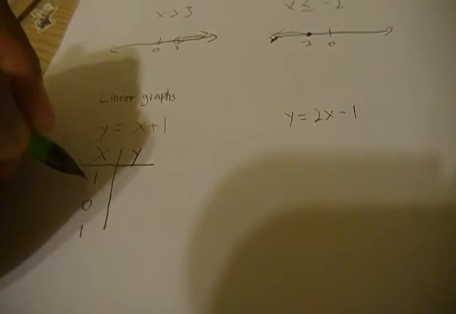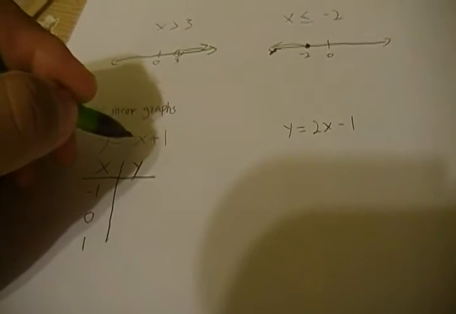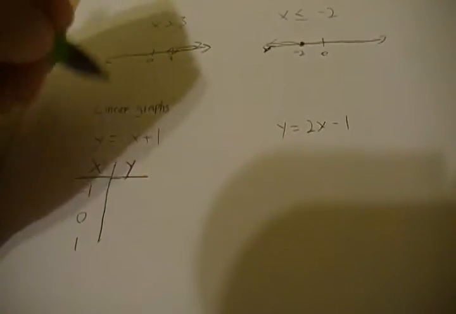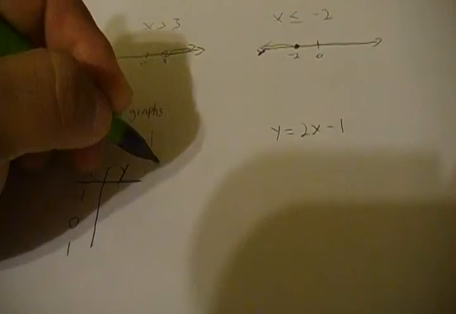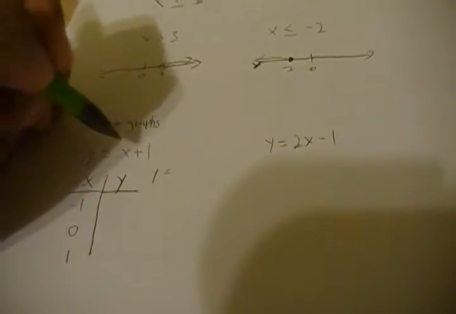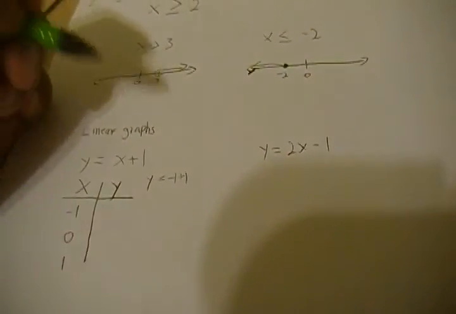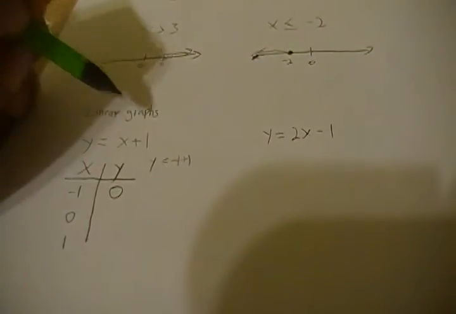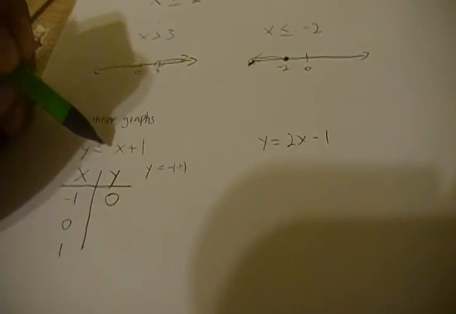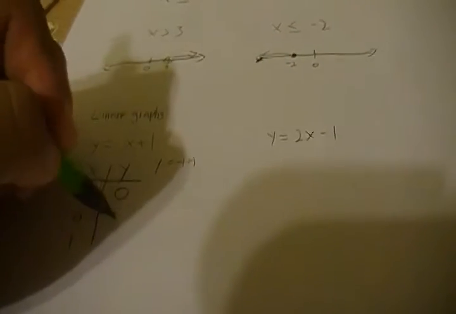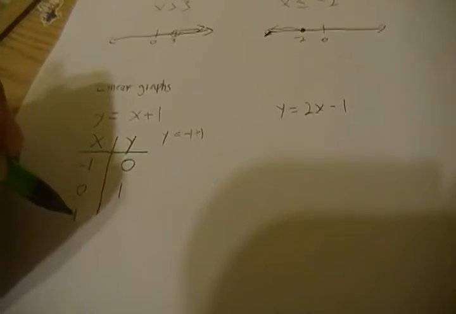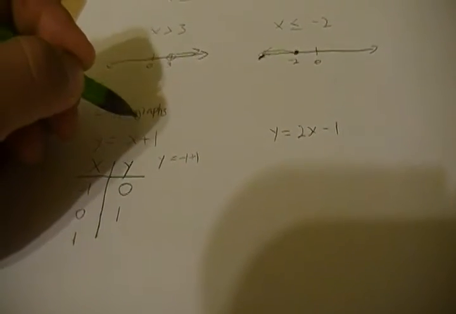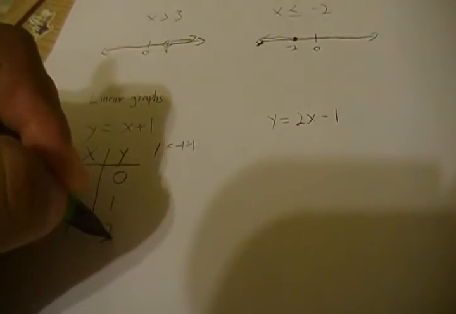Alright, so let's plug in negative 1 into this equation. So y is equal to negative 1 plus 1. So that equals 0. Now let's plug in 0 into the equation. So it equals 0 plus 1. So that's equal to 1. Let's plug in 1 into this equation. So that's 1 plus 1, which is equal to 2.